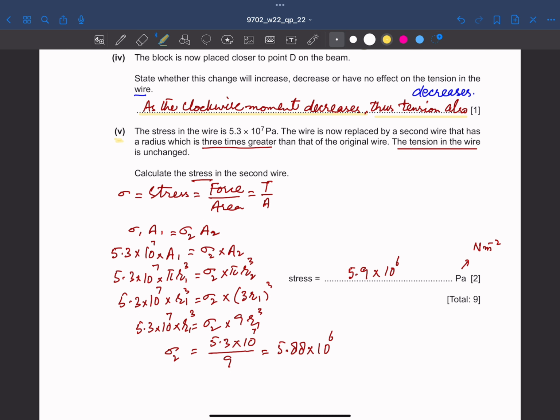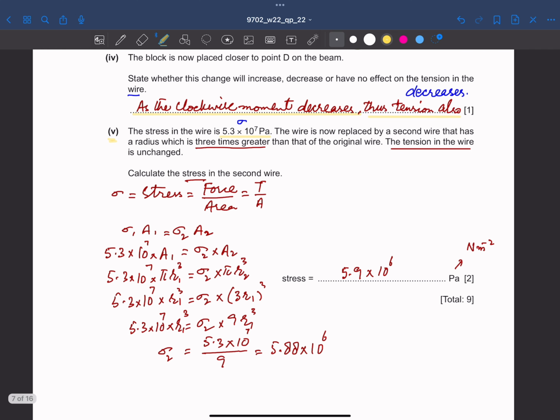In part 5, the stress in the wire is given. You know that stress is actually the topic of deformation, which is sigma. The wire is now replaced by a second wire that has a radius which is 3 times greater than that of the original wire. The tension in the wire is unchanged, so there is no change in the tension. Calculate the stress in the second wire.